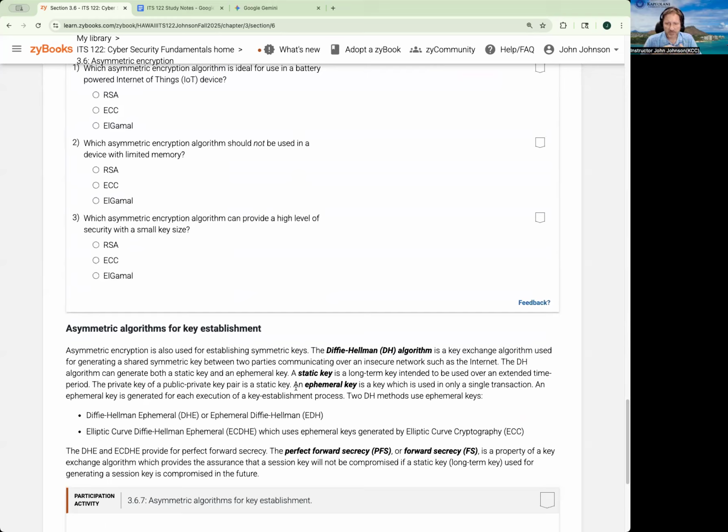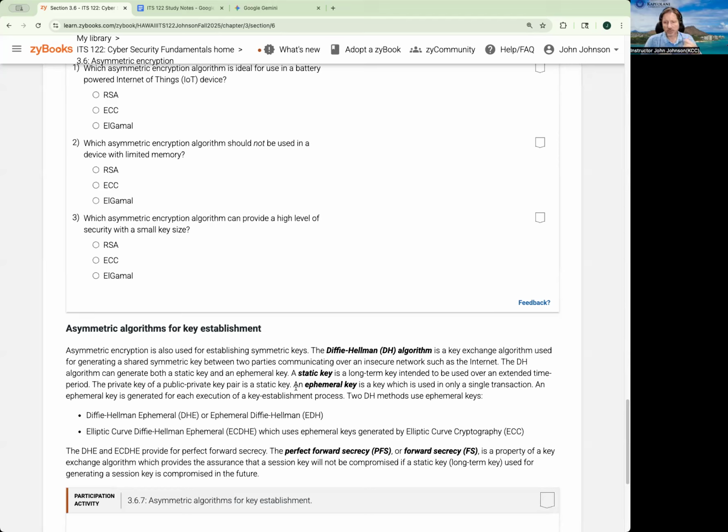We've got something called Diffie-Hellman, the DH algorithm, and this is a key exchange algorithm used for generating a shared symmetric key between two parties communicating over an insecure network. When we're talking about insecure networks, we're talking about something like the internet, less so internal corporate networks. But the DH algorithm can generate both a static key and an ephemeral key. So what's the difference between those?